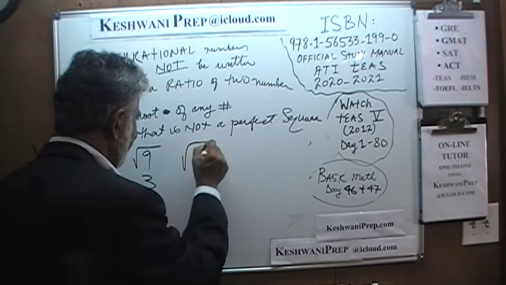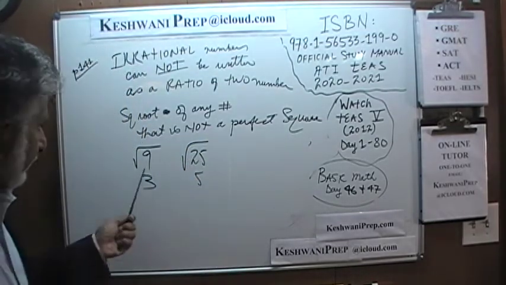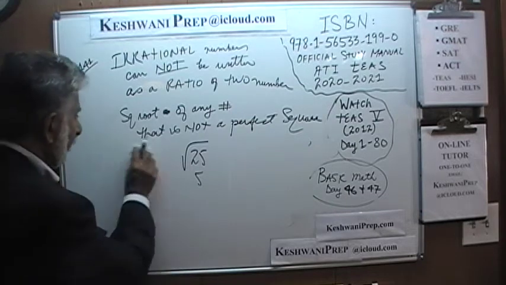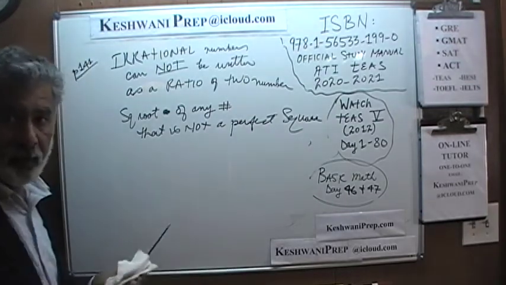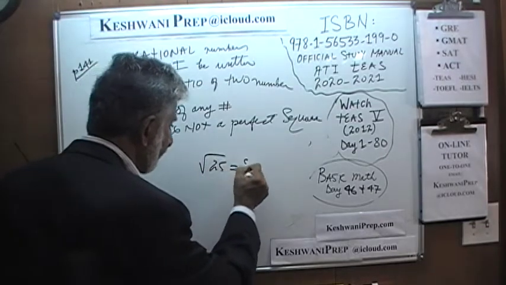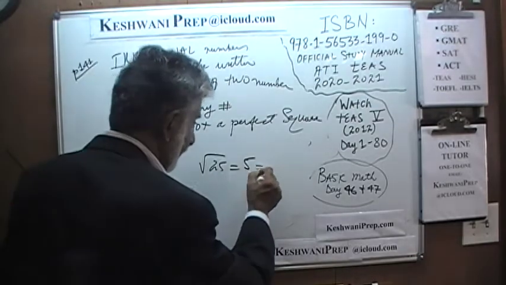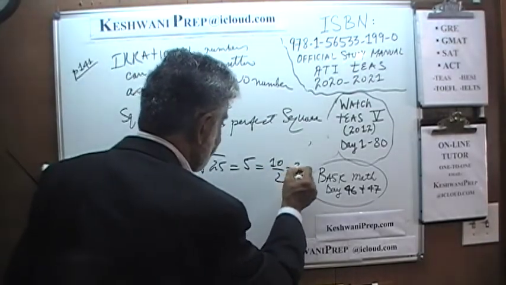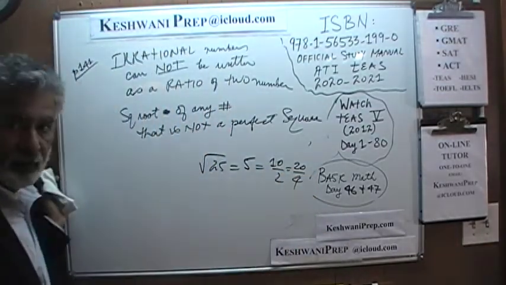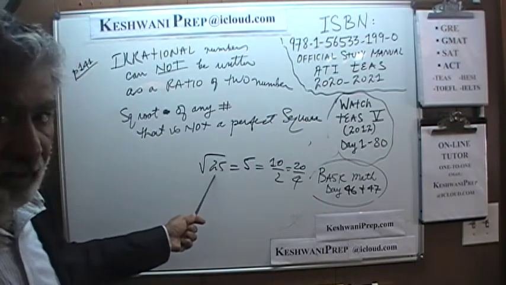25 is a perfect square. The square root would simply be 5. But these are perfect squares, and those can be written as a ratio of two numbers. If I tell you the square root of 25, well, that's just 5. And that 5 can be written as a ratio of two different numbers. You can write it as 10 over 2. You can write it as 20 over 4. You can write it in a million different ways. So the square root of 25 is 5.